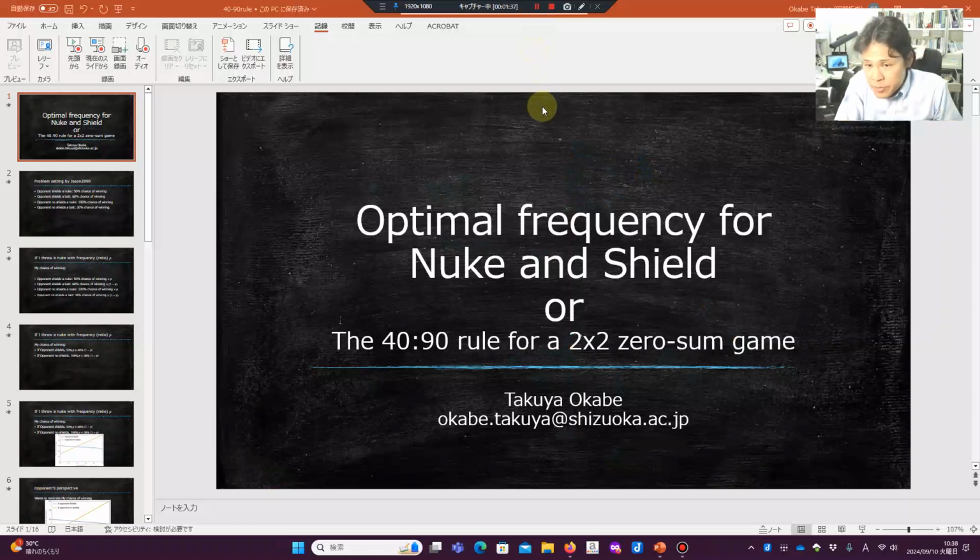And the problem is how often I should throw a nuke and how often the opponent should shield. The answer is here: the 40-90 rule. That means the attacker should throw a nuke with a frequency of 40%, so four times out of 10, and the defender should shield with a frequency of 90%, nine times out of 10. This talk is for educational purposes. I want to let you understand why.